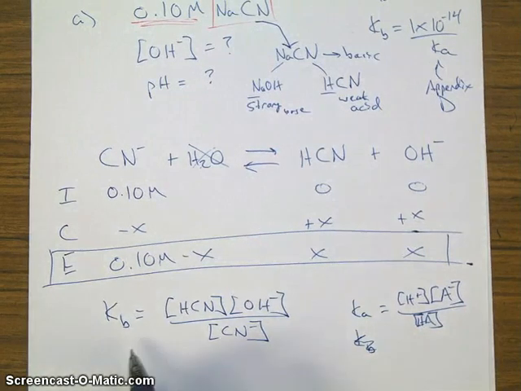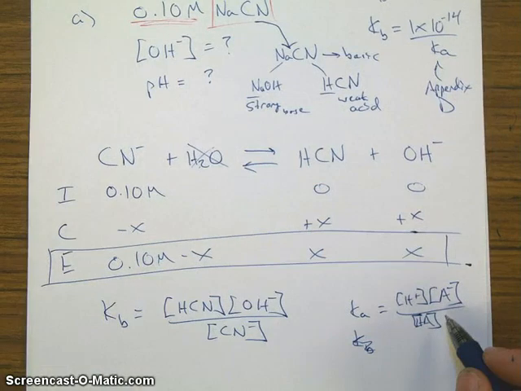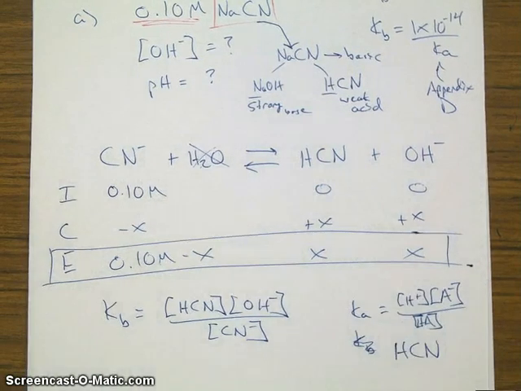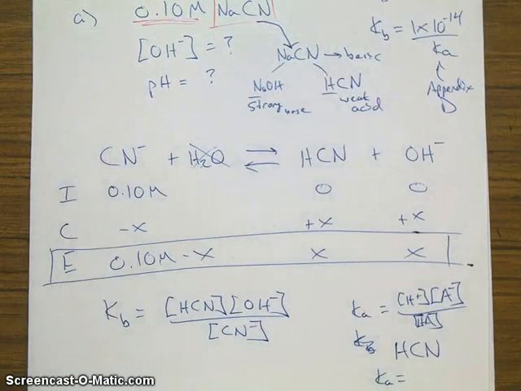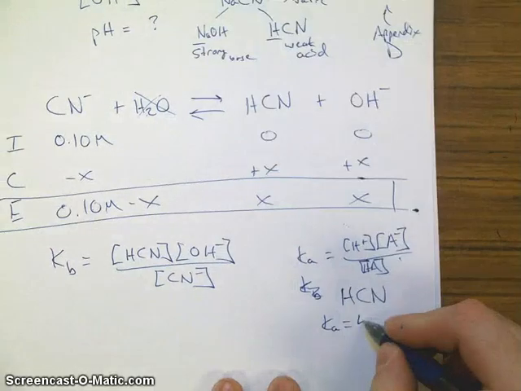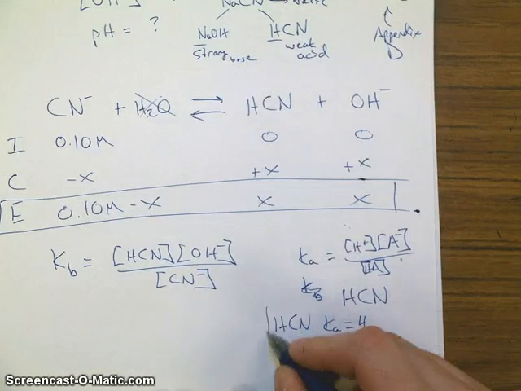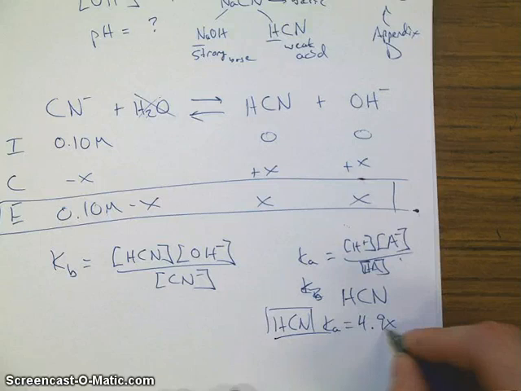Now, K sub b is something I can look up in the back of my book. They give you K sub a in the back of your book for HCN. And using that equation that I showed you on the top, if you look up the Ka in the back of the book, so having looked up the Ka value, the Ka for specifically HCN here, this compound right here, is 4.9 times 10 to the negative 10.